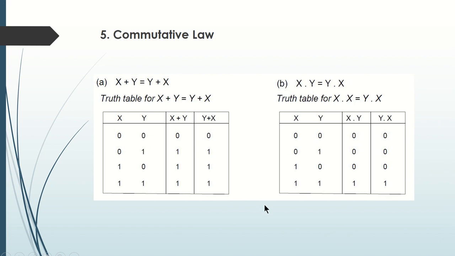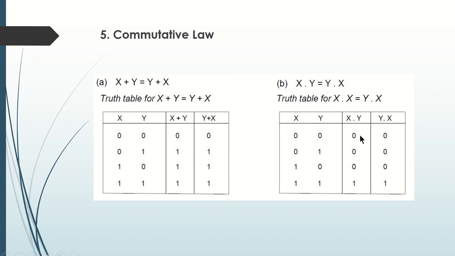They will be asking a question like state and prove the commutative law, or state and prove involution. When you are asked to do so, you have to write the law and then draw the truth table to prove the same. When you prove, what you are supposed to prove is that the left hand side should be equal to the right hand side. So in the left hand side I am having x dot y.